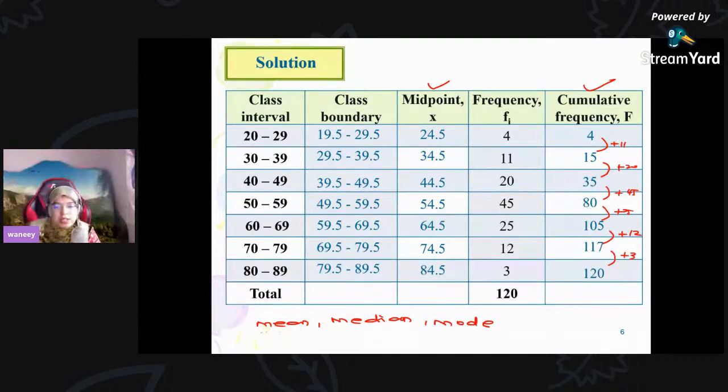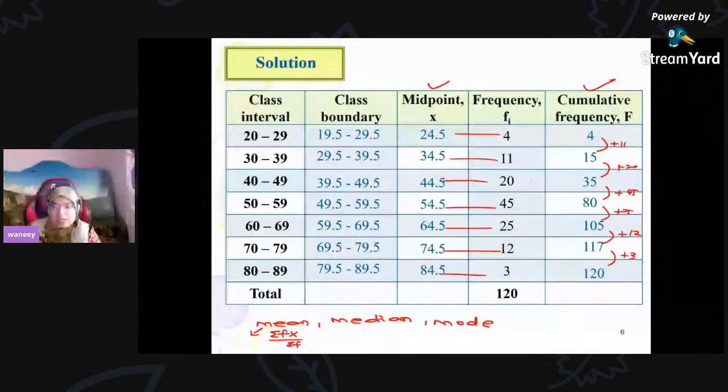Okay, so I guess better for us to start with the mean first. What is the formula for the mean? So that is actually the summation for fx over the summation of f. Okay, so for x, you times them with f. Multiply everything and take the sum of it. So that is the summation for x. Of f is this one over here, 120.